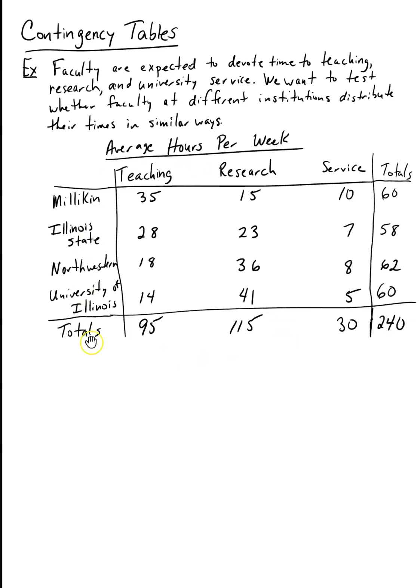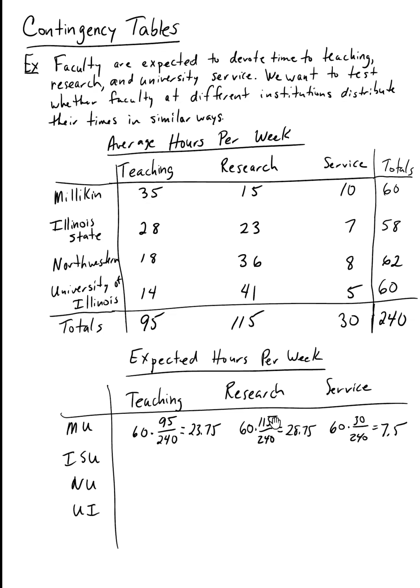So when we're estimating a probability in the first column, we're going to be using the 95 over 240. When we estimate a probability in the second column, we'll use the 115 over 240. When we estimate a probability in the third column, we'll use the 30 over 240. Okay? And so what we want to do next is actually compute expected values.